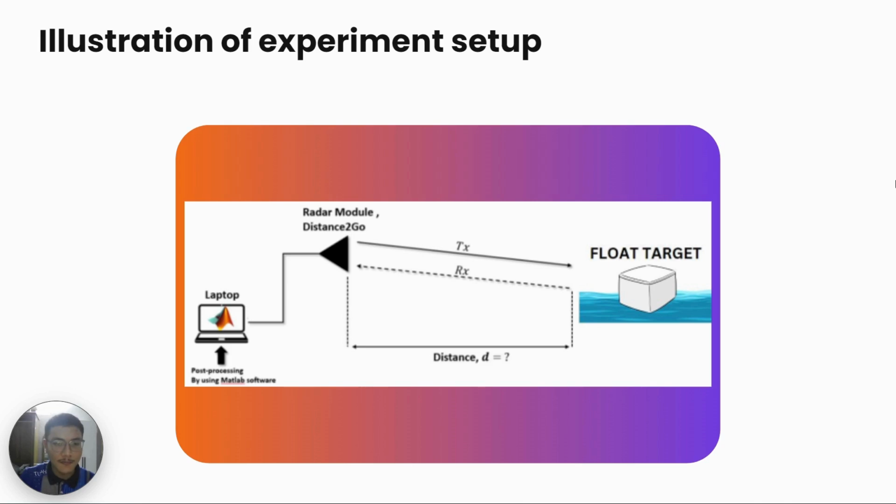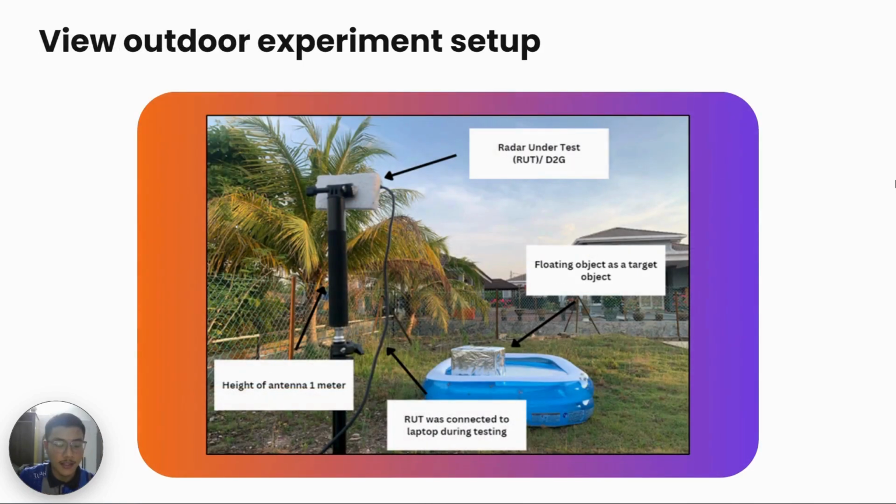So right now is the field experiment for the outdoor experiment setup. The height of the antenna is 1 meter, and then the RUT was connected to the laptop during the testing, and the last part is the floating object as a target object.